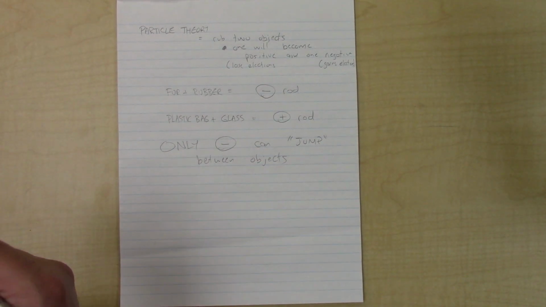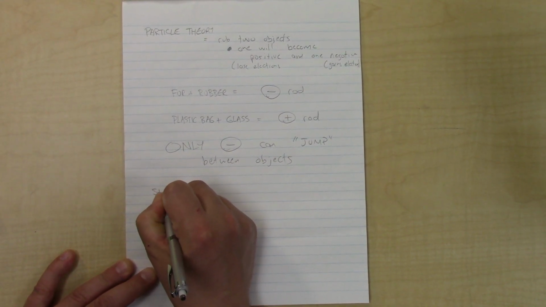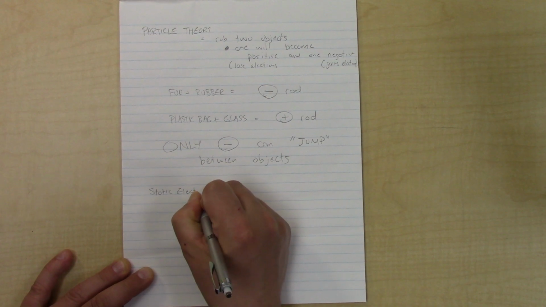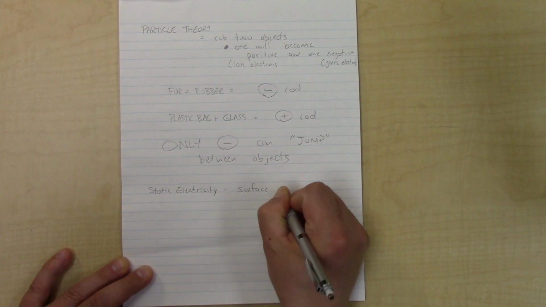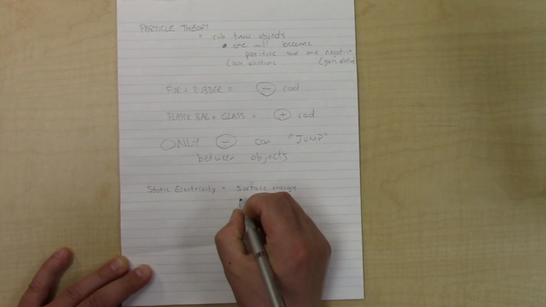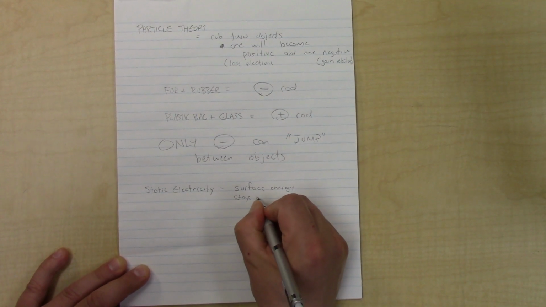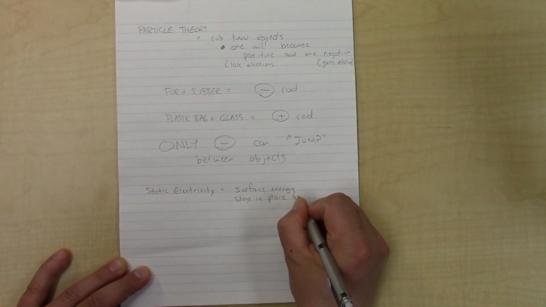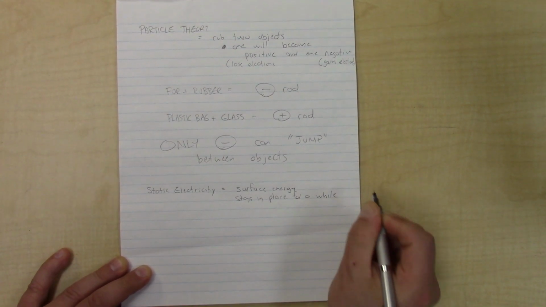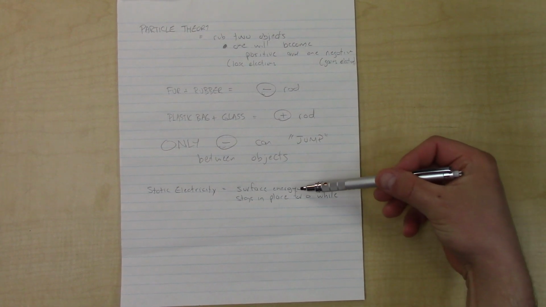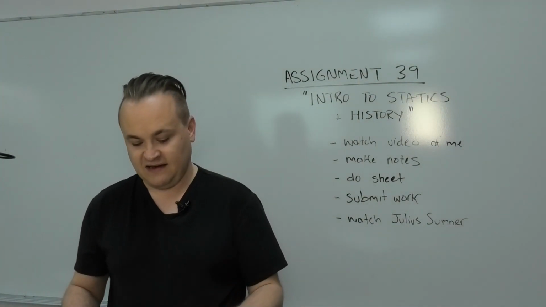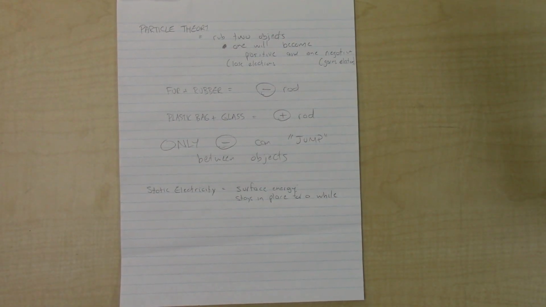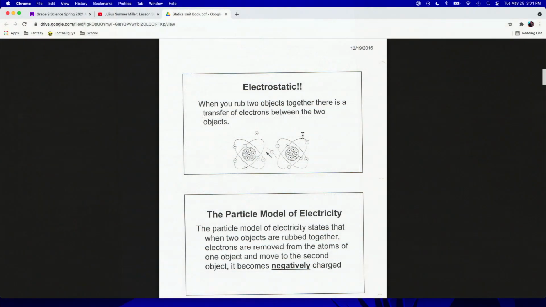So now I'm going to say static electricity equals surface energy, and it stays in place for a while. That's something to know about static electricity, right? It's normally surface electricity, and it's static as in does it move. When something is static, it doesn't move. So if you need to pause that to catch that up, just pause the video, and I'm going to keep moving on. All right, let's take a look here.